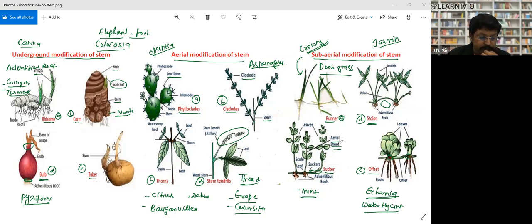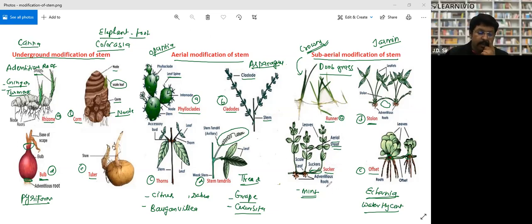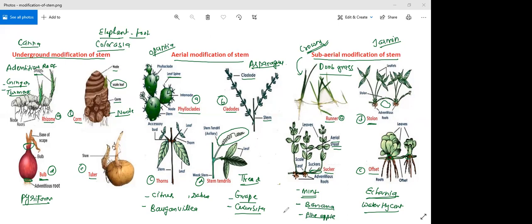Each sucker has one or more than one node. Example, mint, banana, pineapple.